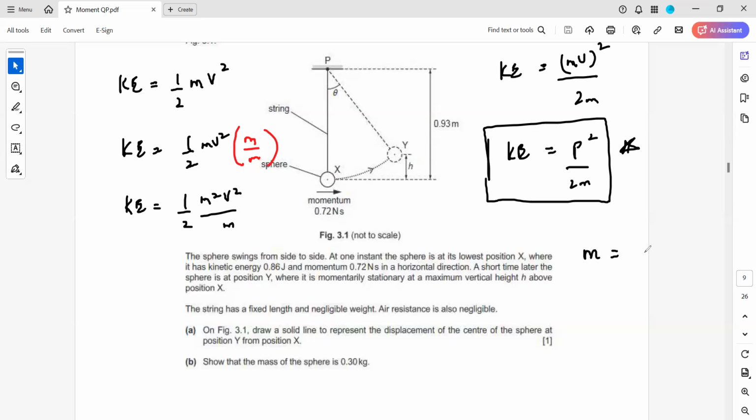So mass will be equal to p squared over 2 times Ek. I have the momentum, I have the kinetic energy, I can just substitute and I'll get the mass. So I'm not saying derive this whole formula for this question. I'm saying recall this formula so you can use it to solve a question.